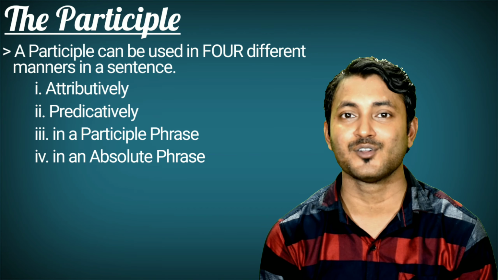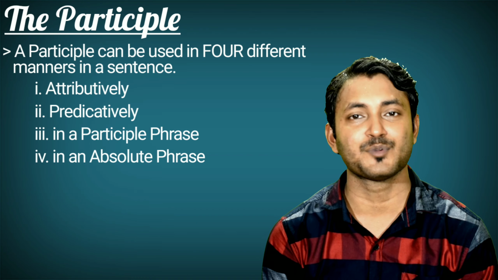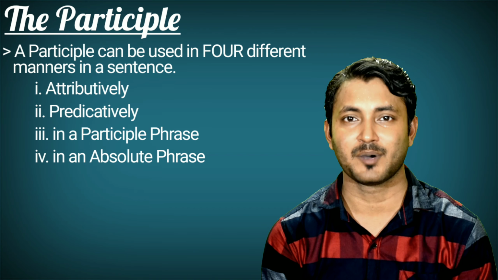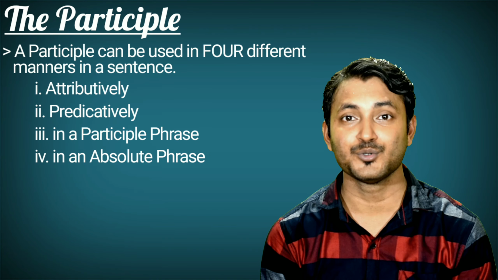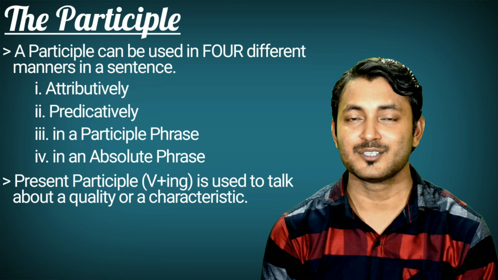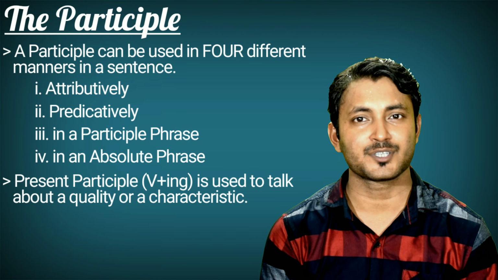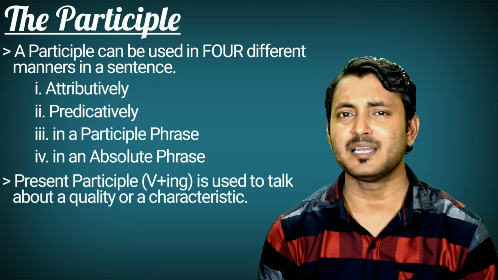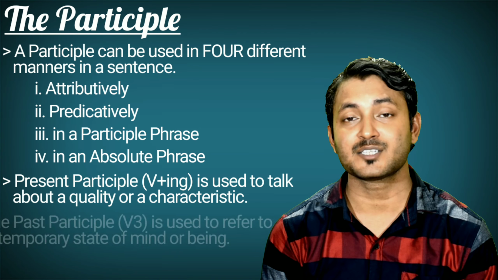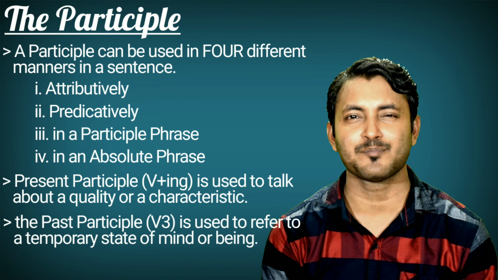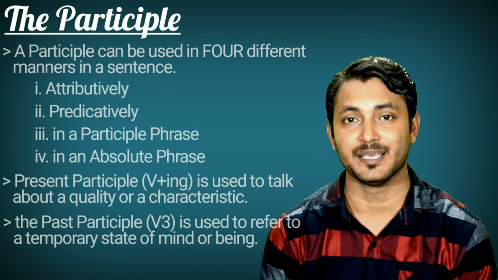We also have learned about some common differences between a present participle and a past participle. I have told you a present participle is used to talk about a person's or a thing's seemingly permanent quality, and a past participle is used to talk about a temporary state of mind or being.